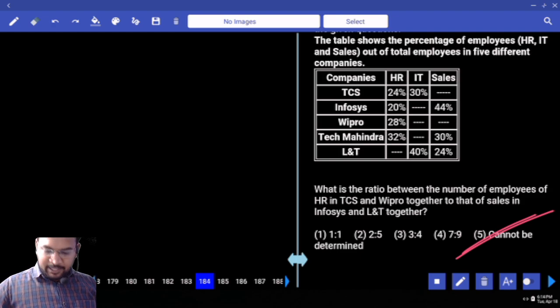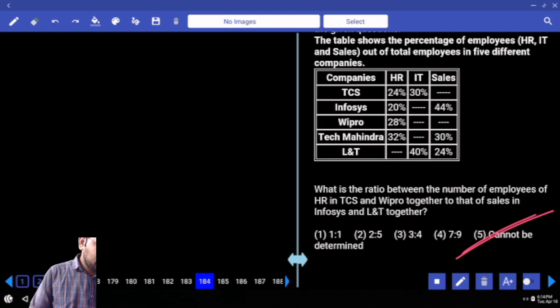Next. Any set questions are there? Any set questions? No set questions, only single items. Now 166, a single item.